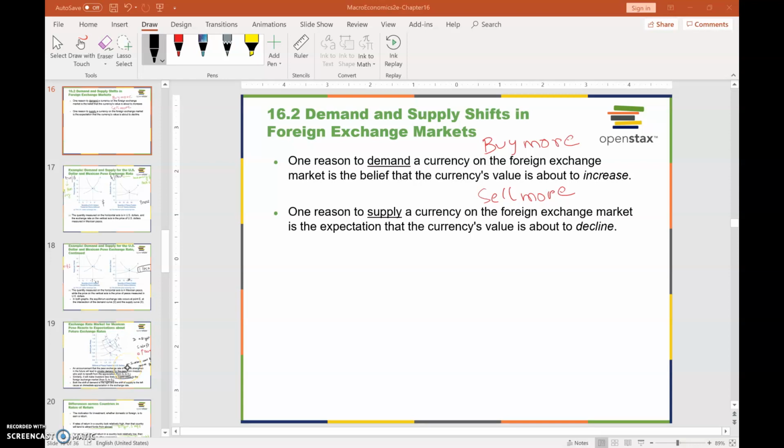Hey everyone, in this section, let's look at shifts of the demand curve and supply curve in the foreign exchange market. One reason the demand curve shifts, or people are going to buy more of a currency, is the expectation the currency will appreciate in value. One reason the supply curve shifts, or people are going to sell more of a currency, is the expectation the value of the currency will depreciate.